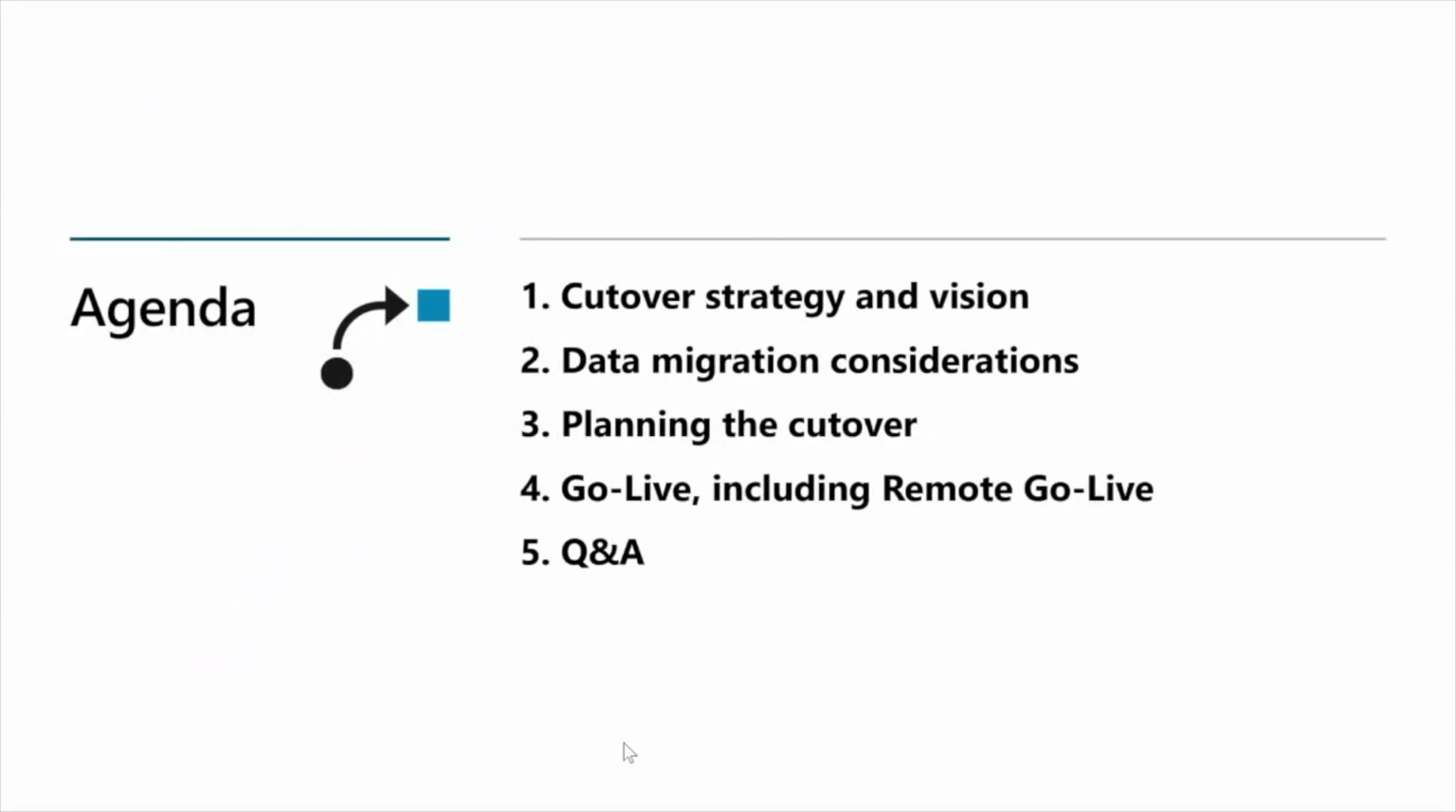So our agenda is essentially broken down into 4 pieces. We'll start with the definition of a cutover strategy, vision, and what we mean by a good cutover strategy. We'll then dip into data migration considerations because data migration clearly is a key part of the cutover. Then we'll talk about the planning for the cutover, and finally the go live period, and we'll touch upon specific considerations if your go live is going to be a remote go live.